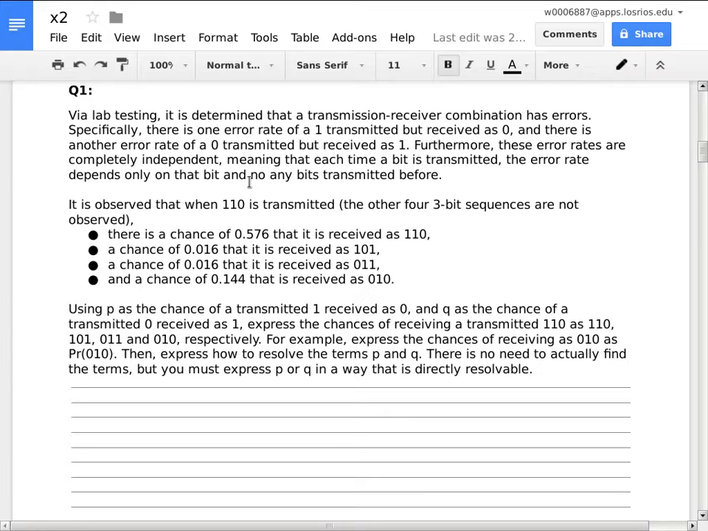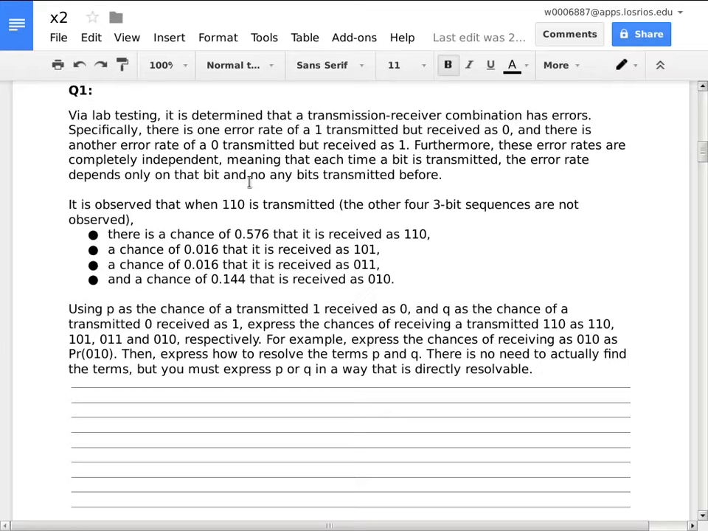So the way to approach this one is, first of all, like any other exams, read the question very carefully. Via lab testing, it is determined that a transmission-receiver combination has errors. Specifically, there's one error rate of a 1 transmitted but received as a 0. Okay, so when a 1 is transmitted, there's a chance to receive as a 1 correctly, but there's also a chance that it may be received as a 0. And there's another error rate, okay, so the key here is these 2 error rates are different. Of a 0 transmitted but received as a 1.